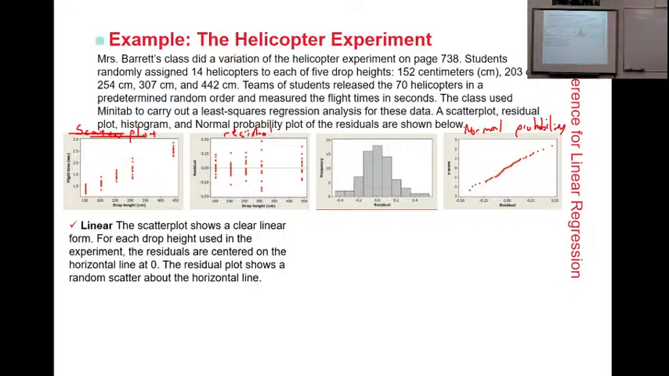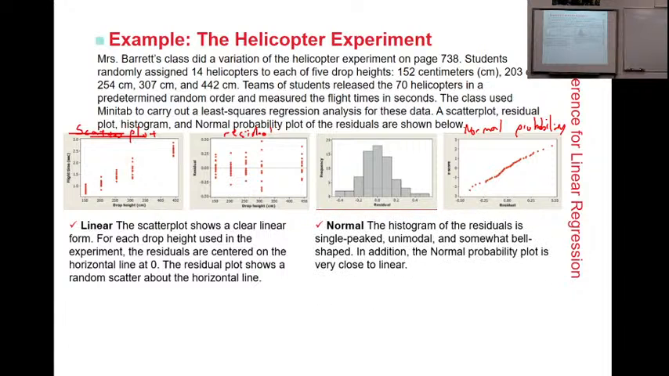I, independent. I won't talk too much about that one because we know how to check independent. N, normal. Here's our normal probability plot. We want the normal probability plot to be fairly linear.